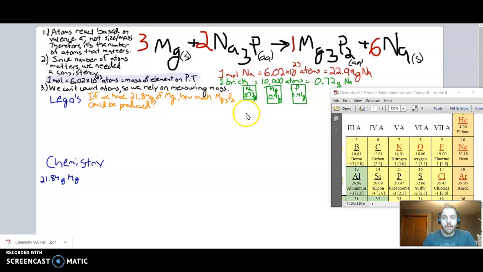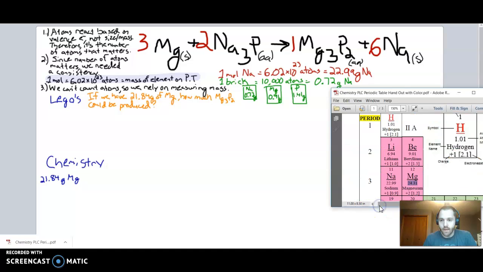So in the previous example with the Legos, just remember that we made up these kind of fake masses here for sodium, magnesium, and phosphorus and pretended that was the mass of a Lego brick. And we also pretended that one brick is 10,000 atoms. And we use that for the analogy of, a mole of sodium coming from your periodic table is equal to 6.02 times 10 to the 23rd atoms, which is equal to 22.99 grams.